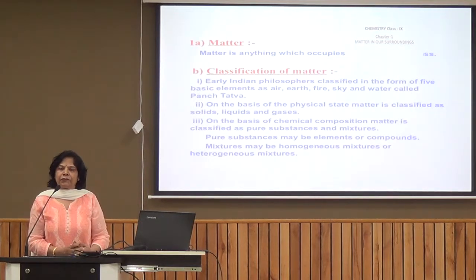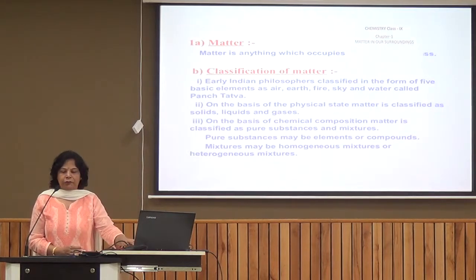Then scientists tried to classify matter. So there were 2 ways in which matter was classified. One was based on the physical state. The matter was classified into 3 states: solid, liquid and gases, on the basis of physical state. The other was on the basis of chemical composition. Matter was divided into pure substances and mixtures on the basis of chemical composition. In this chapter we will be studying the first classification, that is based on the physical state of matter.